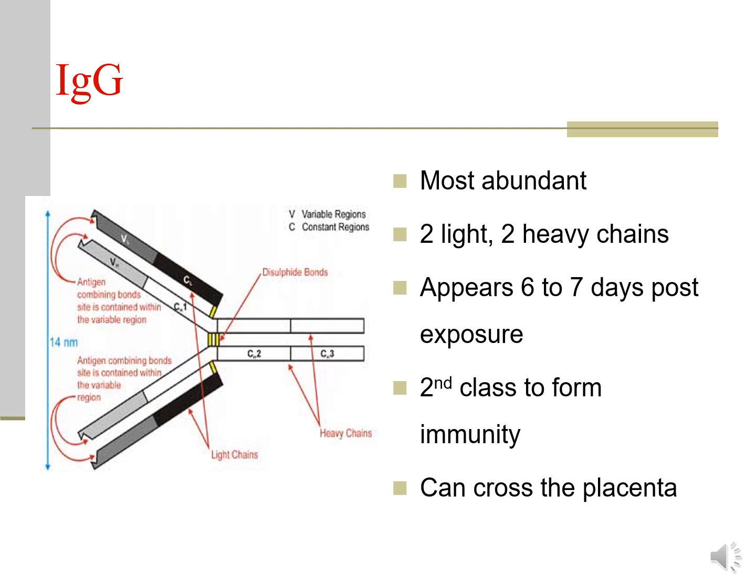IgG is the only immunoglobulin class that can cross the placenta. It's the only antibody that crosses the placenta from mom to fetus. Without it, newborns would have very little immune protection.